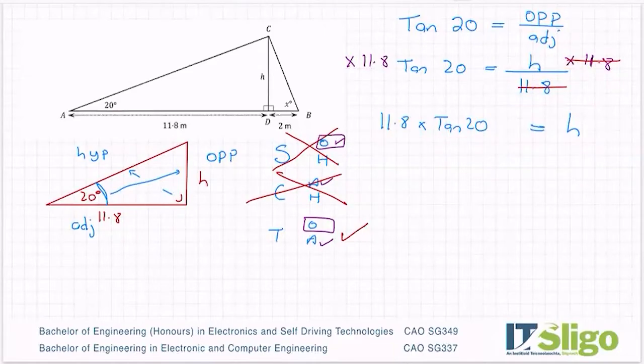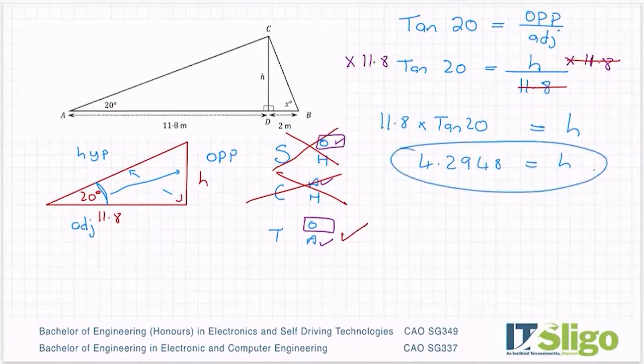Get your calculator and just go 11.8, multiply by, hit the tan button, 20, close your bracket, and you get 4.2948 is equal to h. Okay, so now you know h. So I'll round that to 4.29 is equal to h. Okay, so 4.29 is the height of that h.